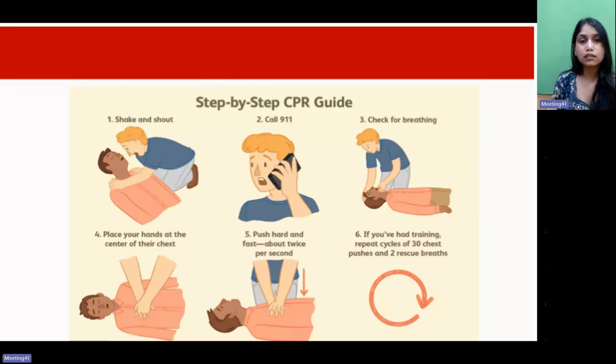In this time, if they are still not breathing, we give them mouth to mouth breaths so that they can breathe, and then we push again on their chest. So this is the CPR. When any kind of emergency comes, we can use this.